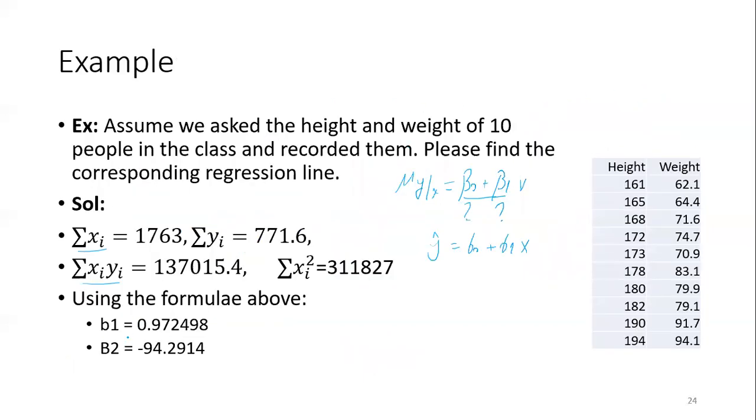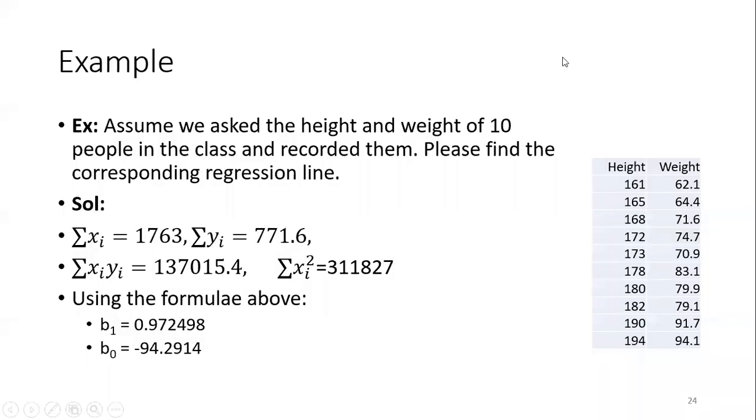So using the formula above, we have b1, and this is b0. So what does it look like? Y hat is equal to minus 94.3, let's say, plus 0.9725 times x. So this is the predicted line. This is the estimated line.